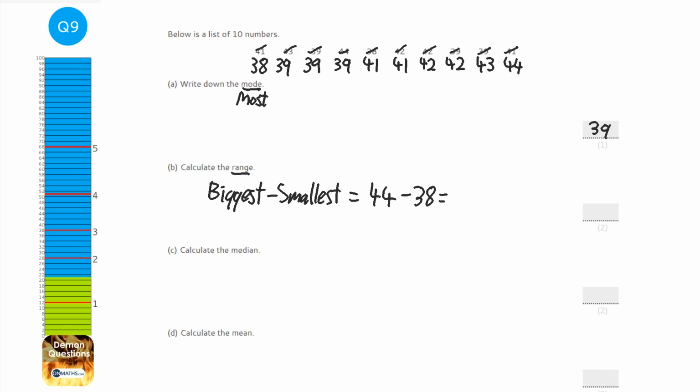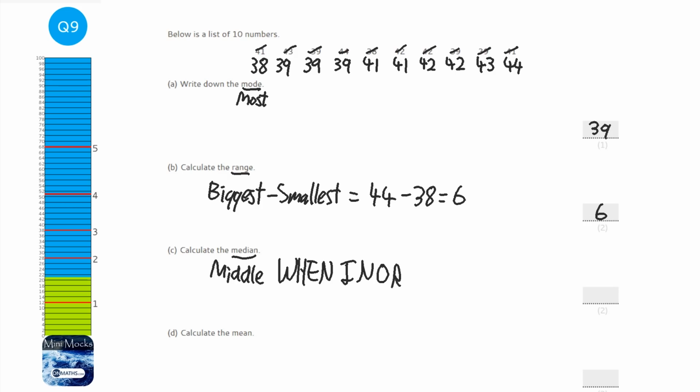Now, I know that you can do this in your head, but use your calculator anyway. Why not? Because this is a calculator question, but we know the answer is going to be 6. Okay, so the median. Now the median is the one that you've got to find, the middle one, so it's the middle when in order. And I put that in capitals because most people forget that one who get this question wrong.